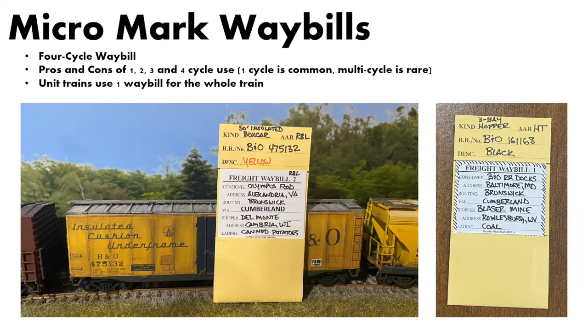And the reason they're called 4-cycle Waybills is because on the little piece of paper, they have a 1, a 2, and if you flipped it over, they have a 3 and a 4. And the reason they do that is, frankly, it's just to save paper.